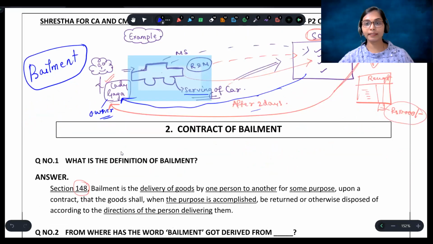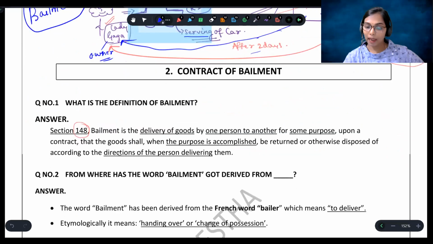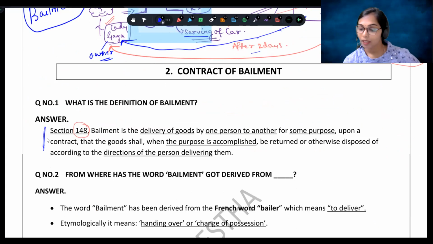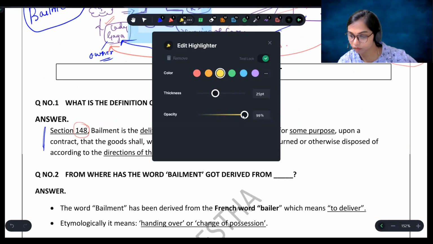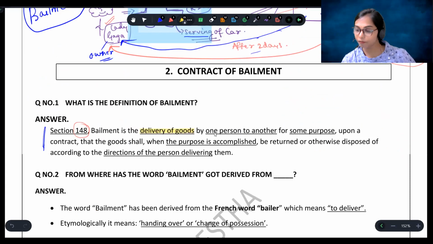Now going ahead, let's understand the concept. Here I have explained this meaning. Now we will read it a second time. Bailment is the delivery of goods by one person to another for a specific purpose upon a contract that the goods shall, when the purpose is accomplished, be returned or otherwise disposed of according to the directions of the person delivering them.